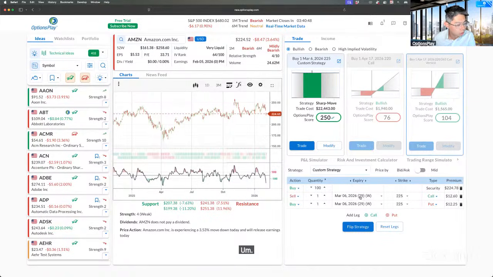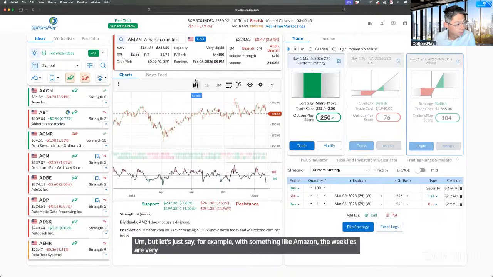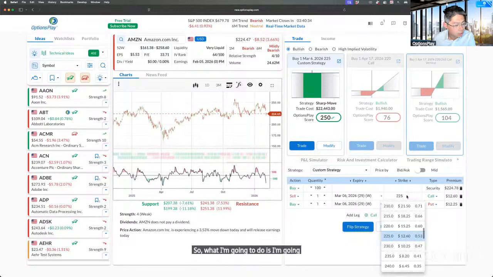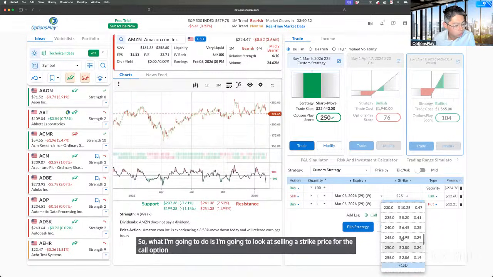But let's just say, for example, with something like Amazon, the weeklies are very liquid, so I wouldn't mind using the weekly options and getting exactly what I want. So what I'm going to do is look at selling a strike price for the call option that's closest to 30 deltas.